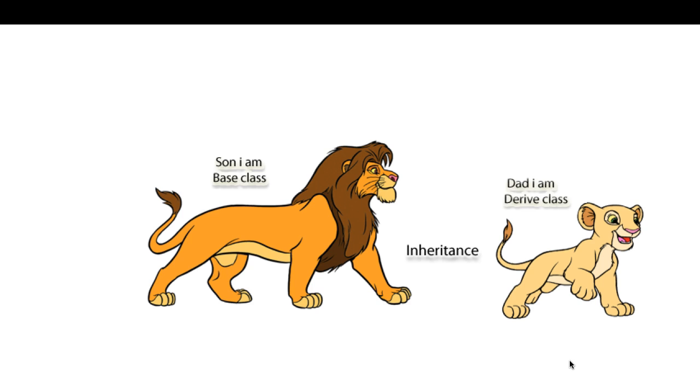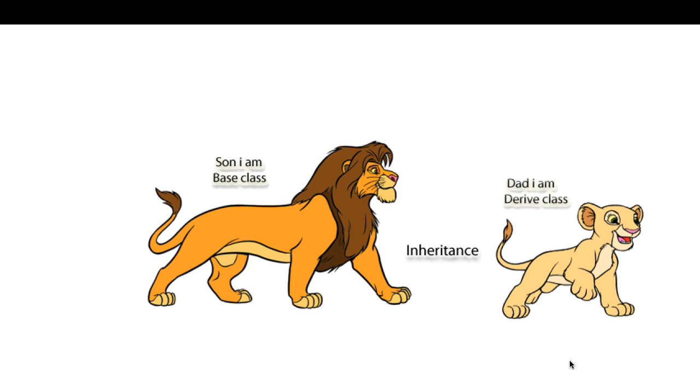So when we derive something from a base class, or we can say parent class, then the derived class can easily use the properties of the base class. So inheritance is used to acquire the properties from the base class. There are two types of inheritance. The first one is single level inheritance and the second one is multi-level inheritance.